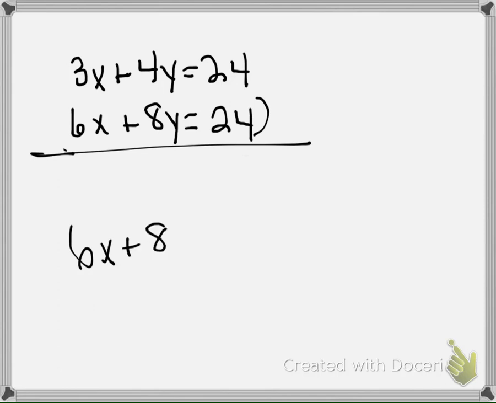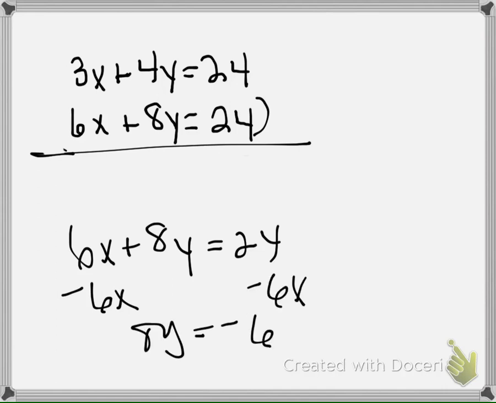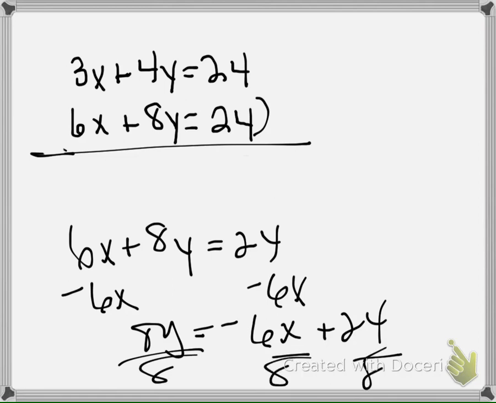We could take that equation, subtract 6x, 8y equals negative 6x plus 24, divide everything by 8, and then go to the top equation, and everywhere you have a y, we're going to plug in negative 6x over 8 plus 3. That is way too much work.